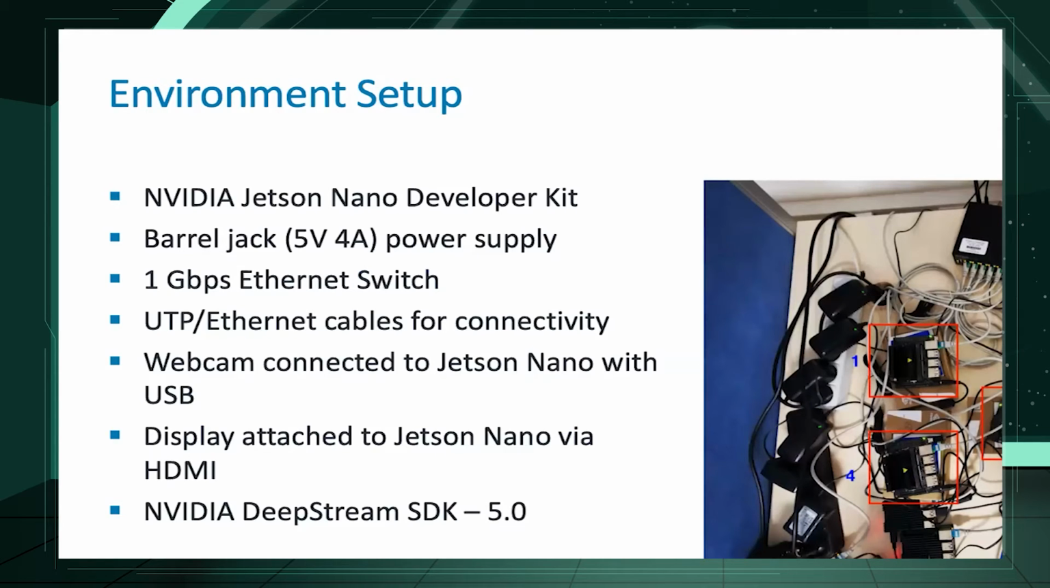One barrel jack 5 volt 4 ampere power supply, one Gbps Ethernet switch, UTP and Ethernet cables for connectivity to these Nanos. The webcam that I talked about is connected to the Nanos with USB. Then there is a display attached to the Jetson Nano via HDMI, so we can see when it detects any objects and what's happening in the video frames. And we are using the DeepStream SDK 5.0 version.